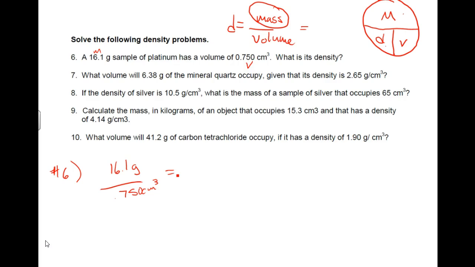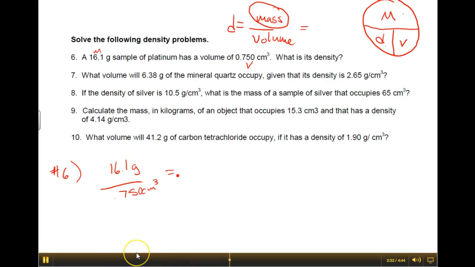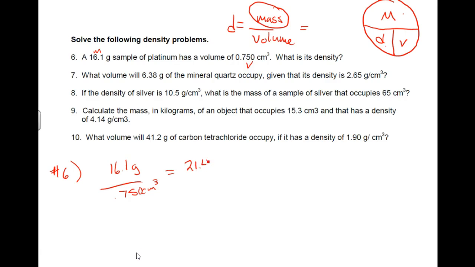If I get that right, it should be 21.4666 forever. If we look, we have 3 sig figs in both of these problems, so our answer should be 3 sig figs. I need to round the 21.4 to 21.5, and that would be grams per centimeters cubed. Make sure to put the units so that you can get the answer correct on your test.